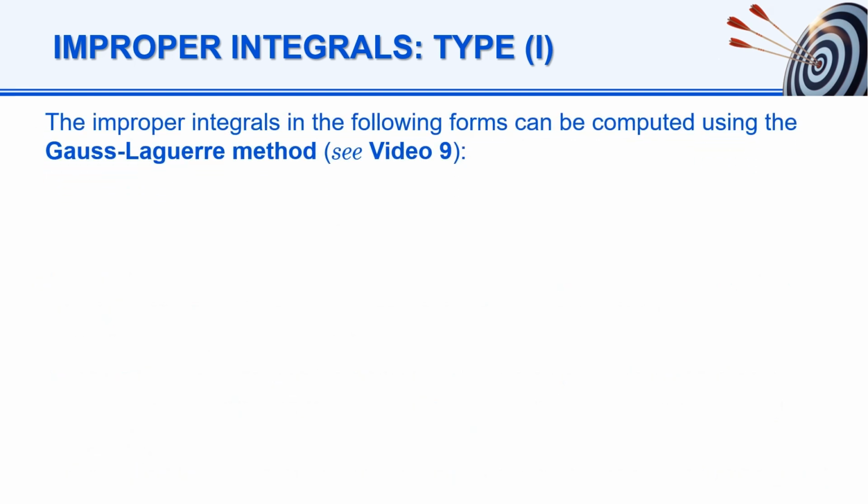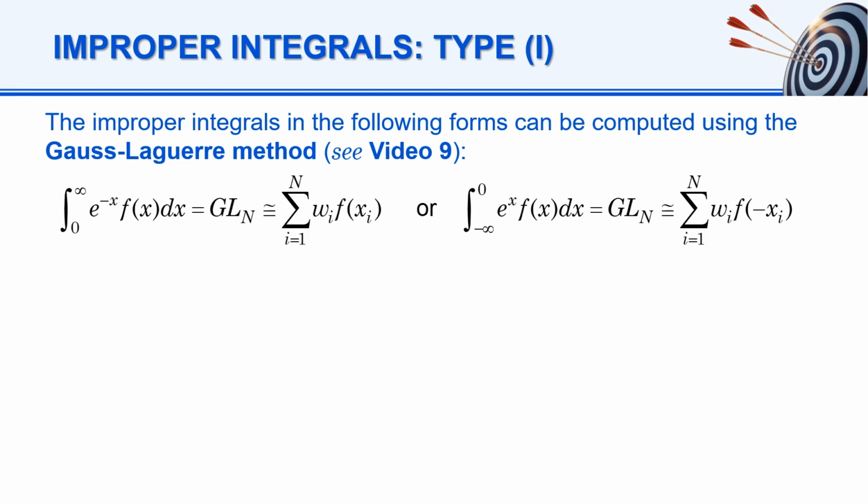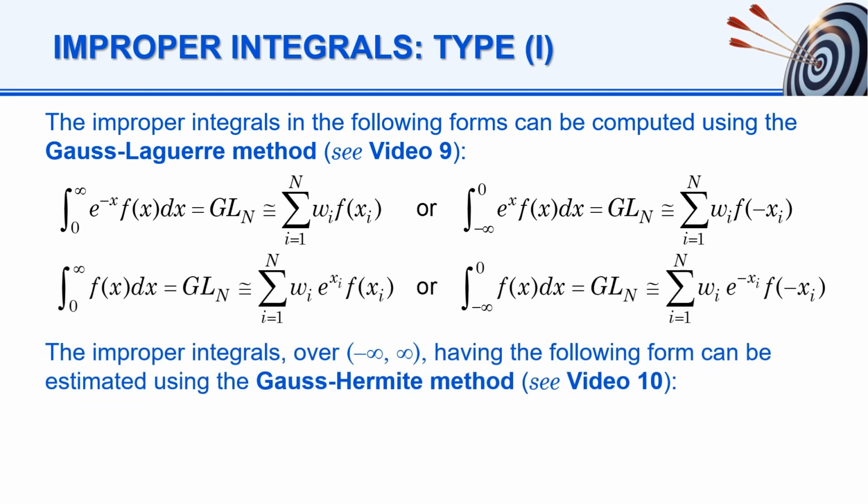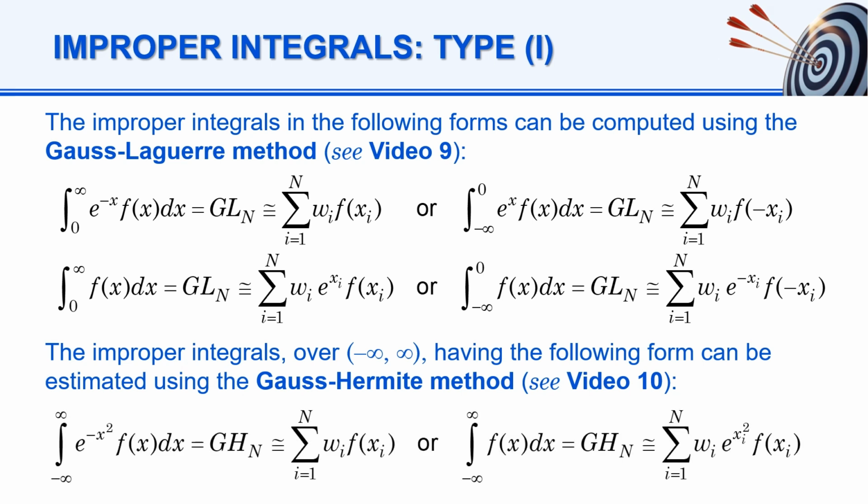The semi-infinite improper integrals in the following forms can be computed using the Gauss-Laguerre method. See Video 9. The improper integrals over the whole domain having the following form can be estimated using the Gauss-Hermite method. See Video 10.